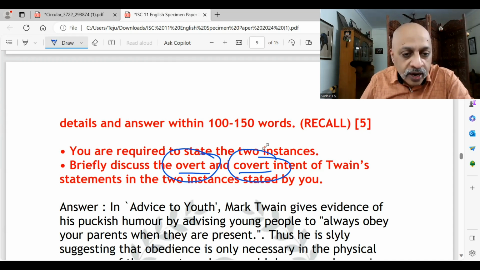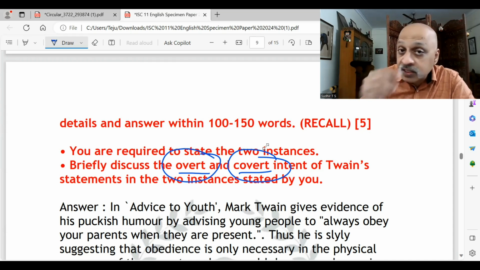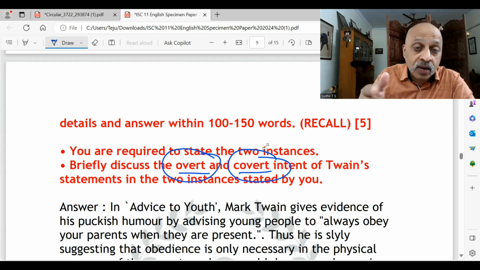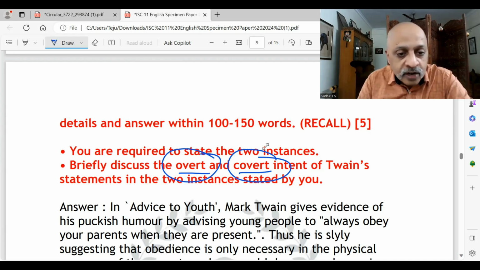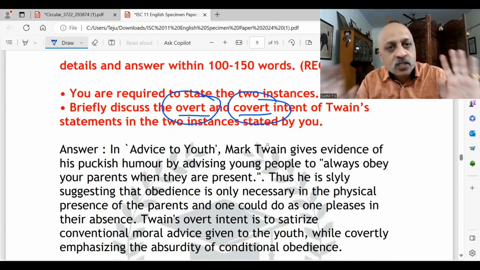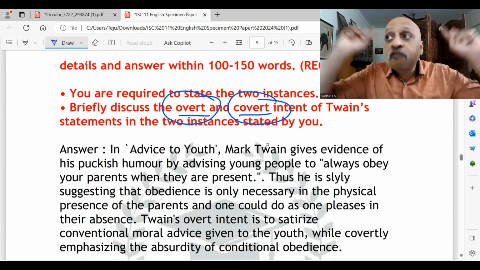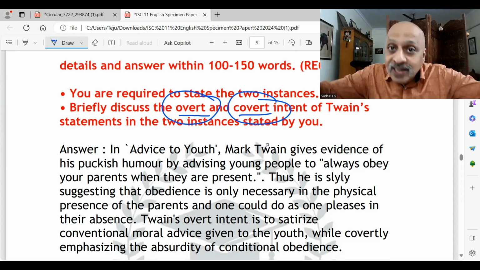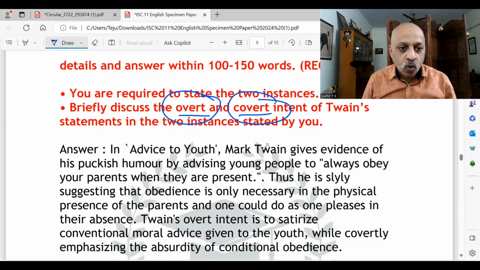Okay. In Advice to Youth, अगर आपको ये वर्ड्स मीनिंग नहीं मालूम होंगे तो then you will struggle. आपको समझ में नहीं आएगा इसको लिखना क्या है. 5 मार्क्स सीधे गोल. In Advice to Youth, Mark Twain gives evidence of his puckish humor by advising young people to always obey your parents when they are present. Thus, he is slightly suggesting that obedience is only necessary in the physical presence, only when the parents are actually physically present. Okay, जब वो नहीं हो, you can do as you please.